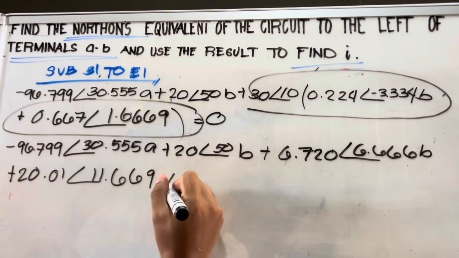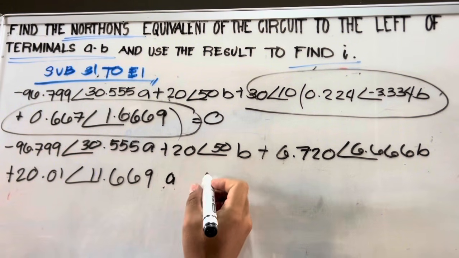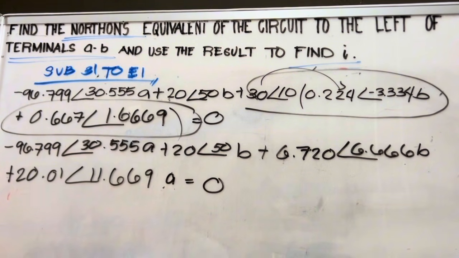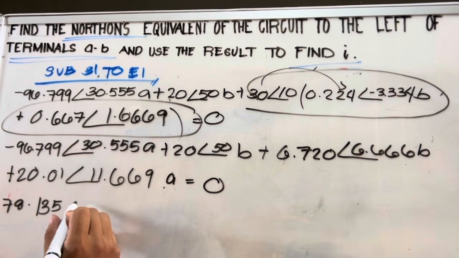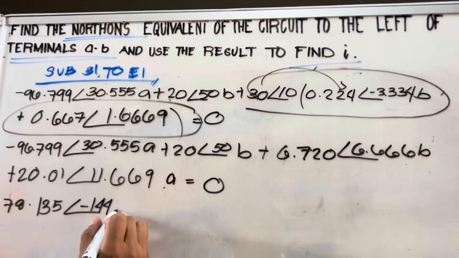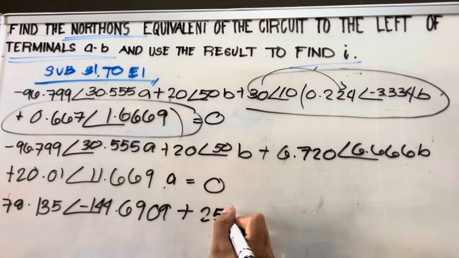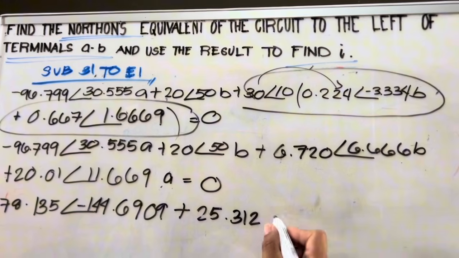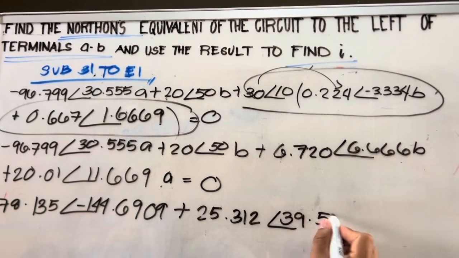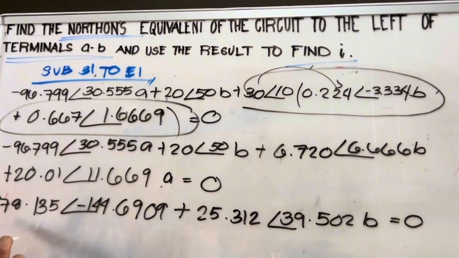11.669 times A is equal to 0. Therefore, it is 78.135 angle of negative 144.6909 plus 25.312 angle of 39.502 times B is equal to 0. Alright, we will now divide it, transfer this in.